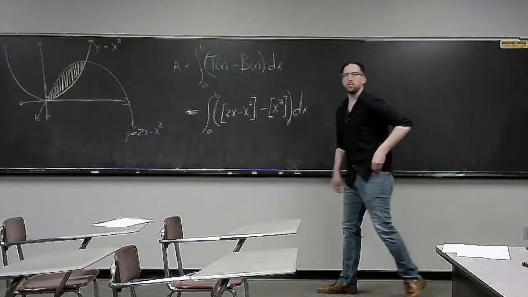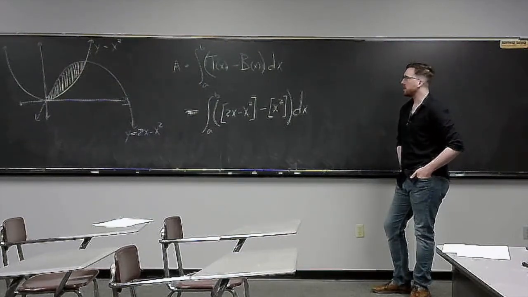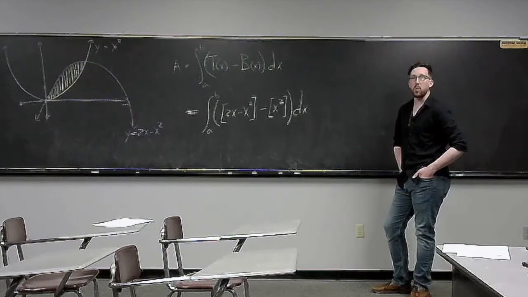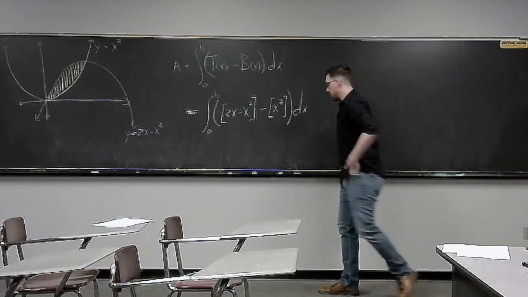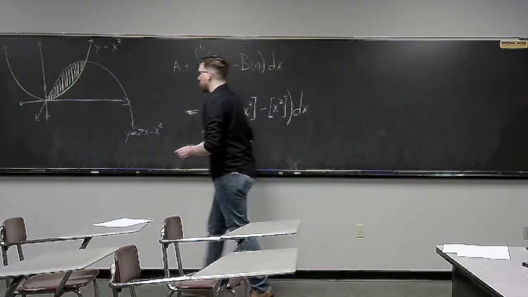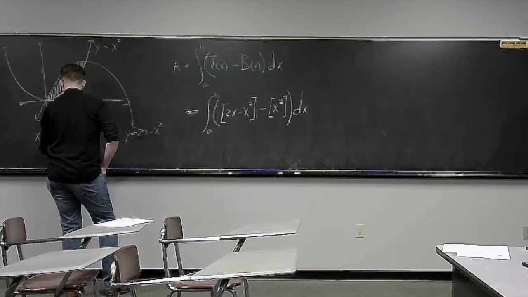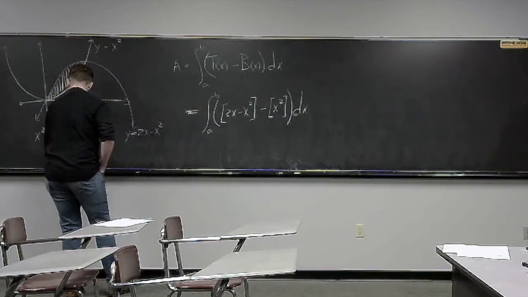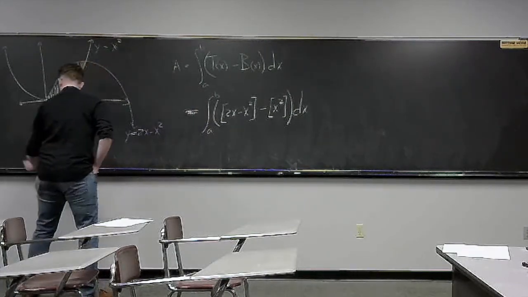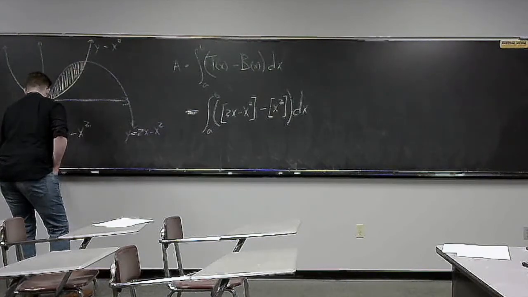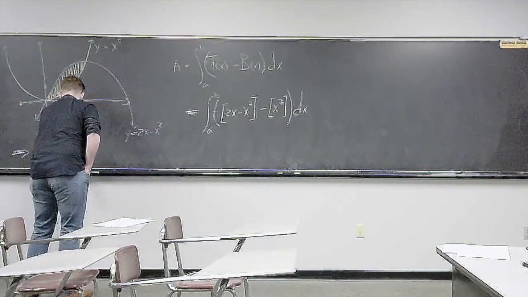Now we need to find out what our bounds are. To find our bounds, we're just going to set our two functions equal and find out what x values correspond to those locations, right? So what I mean to say is we are going to set x squared equal to 2x minus x squared. Start rearranging terms. That tells us that 2x squared minus 2x is equal to 0.